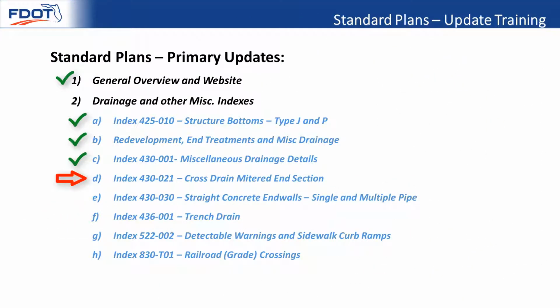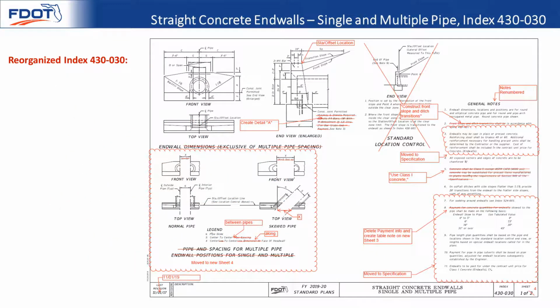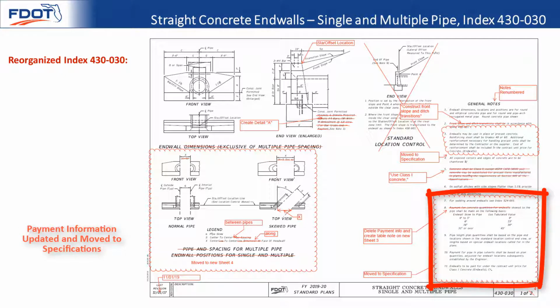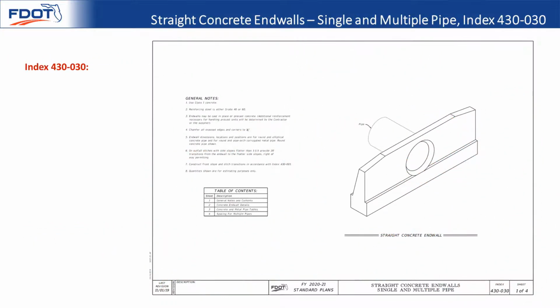The next index I'm going to talk about is the 430.030 straight concrete end walls. Once again, this is not really just specifically to this index. I just picked this index to go over, but it really applies to all straight concrete end walls. The thing with the straight concrete end walls was there was a lot of pavement information in the notes. So we wanted to go through and move this information to the BOE and to the specifications. Went through and cleaned it up, and you can see that a lot of the notes were deleted here. It makes it a lot easier to follow.